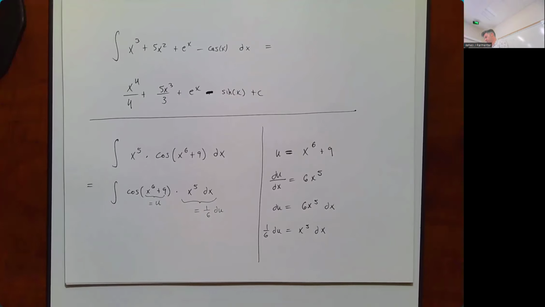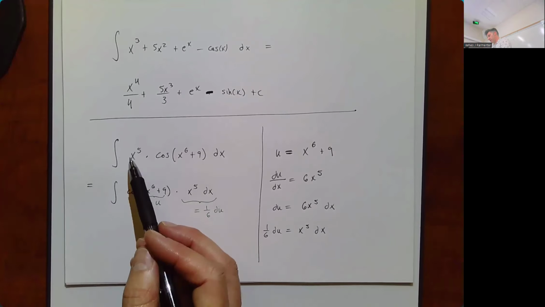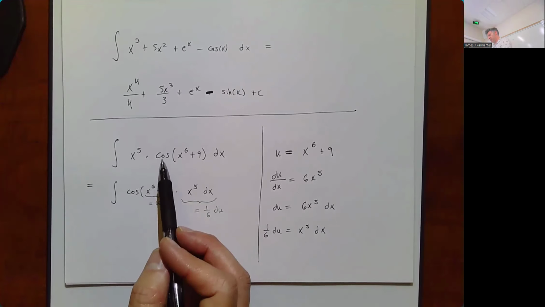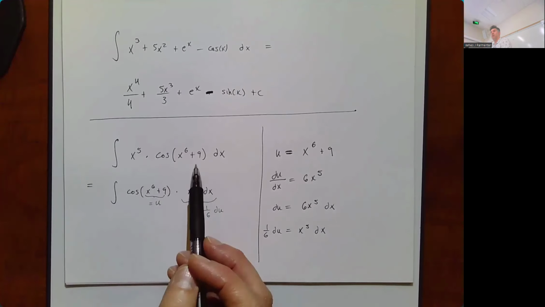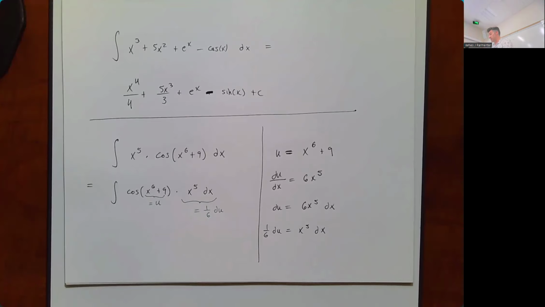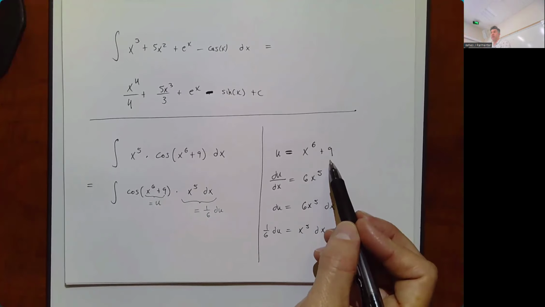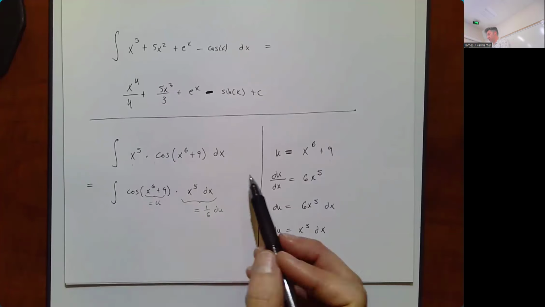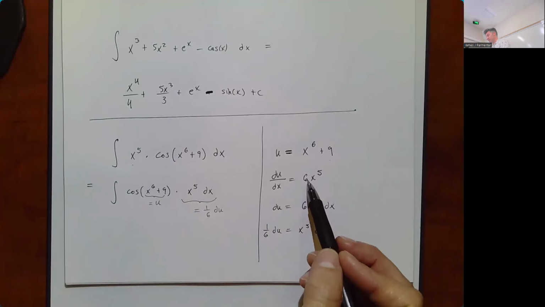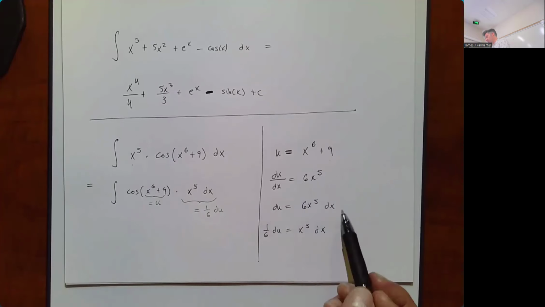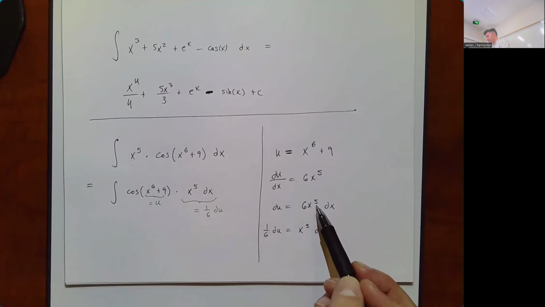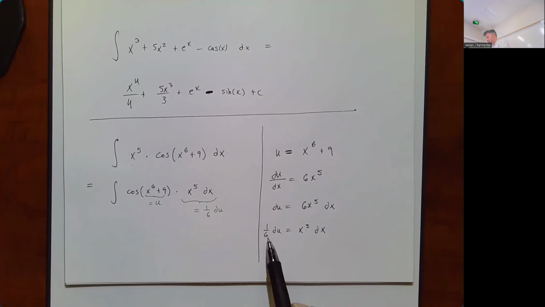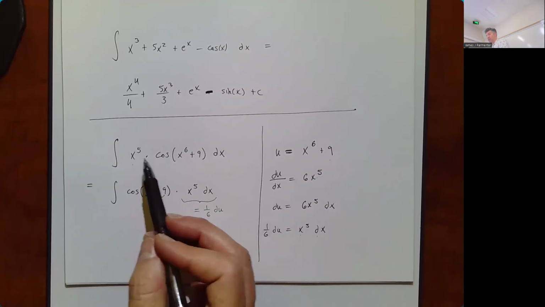Okay, so for this problem here, the integral of x to the fifth times cosine of x to the 6 plus 9 dx. The seemingly right choice is u equals x to the 6 plus 9, because its derivative is in my integral, or close enough. The derivative of x to the 6 plus 9 is 6x to the fifth. And then we're going to fix it. We're going to say du equals 6x to the fifth times dx. And then we're going to multiply both sides by 1/6 to get 1/6 du equal to x to the fifth dx, which I have in my integral.